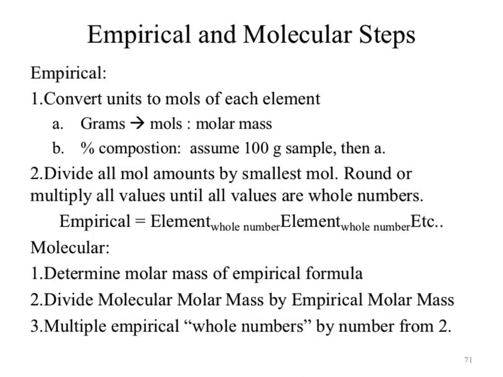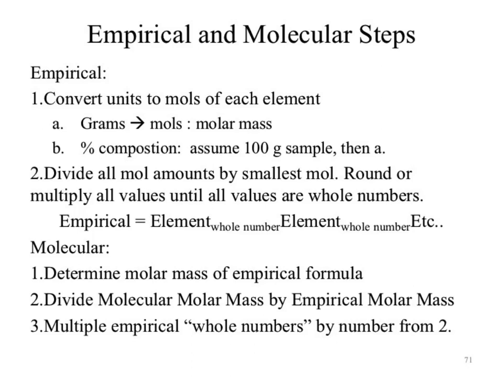If it's given in percent, just assume a 100-gram sample. Why 100 grams? That equals 100%, which means each of the percentages I'm given can now be written as grams of that substance. So if I have a 20% carbon sample, if I say the sample is 100 grams, how much of that sample is now carbon? 20 grams. Now do I have grams? Yep, I can go back to step 1a and just convert grams into moles.